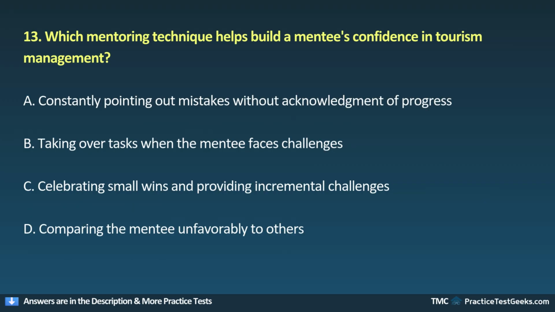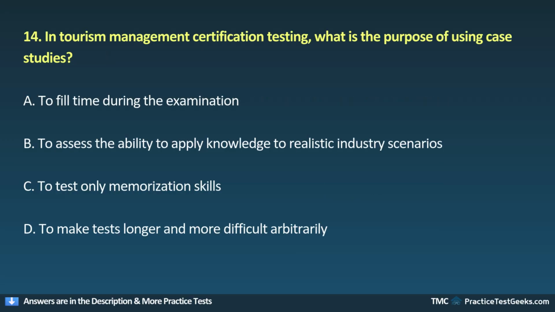13. Which mentoring technique helps build a mentee's confidence in tourism management? A. Constantly pointing out mistakes without acknowledgement of progress. B. Taking over tasks when the mentee faces challenges. C. Celebrating small wins and providing incremental challenges. D. Comparing the mentee unfavorably to others.